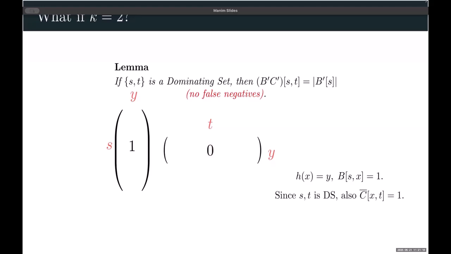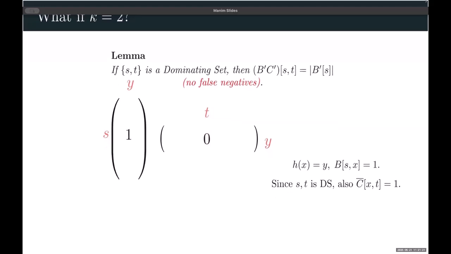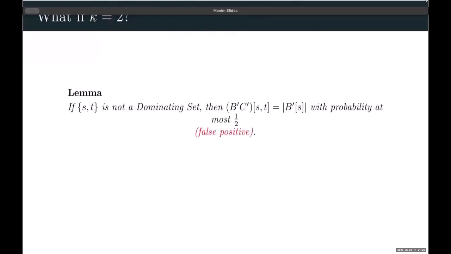Okay. All right, so mouse moved. Okay. But also, we have in the other direction the following claim, which I will not prove, but it's also not too hard to prove. If we don't get a dominating set, then this thing is satisfied only with constant probability. So false positive probability is at most 1/2.